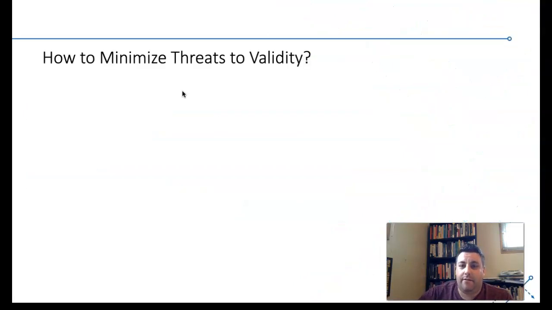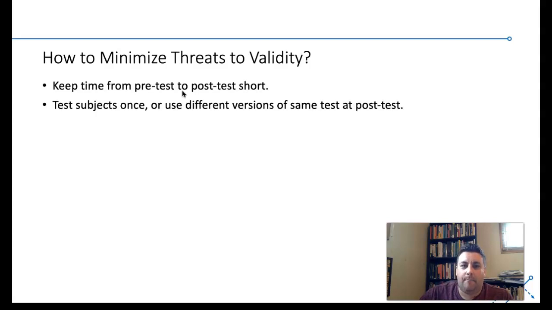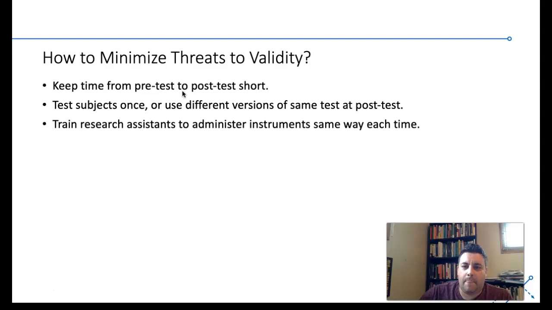How do we minimize threats to internal and external validity? Keep the time from pre-test to post-test as short as possible. We test subjects once, or you can scramble the questions in the pre-test and the post-test. We try to keep the time that it takes to complete the assessment as short as possible. We train our research assistants to interact with participants the same way.